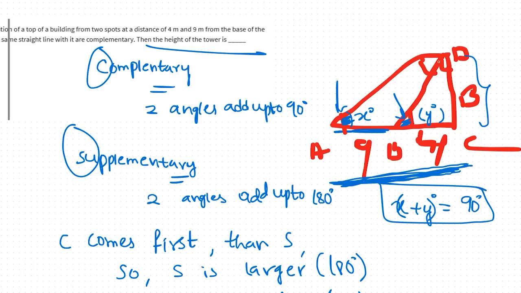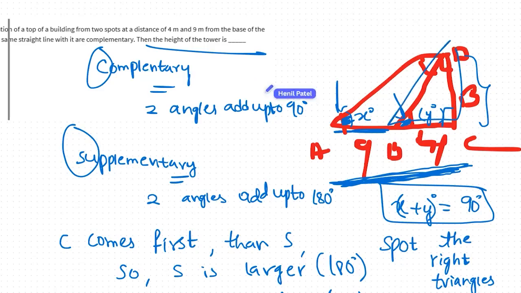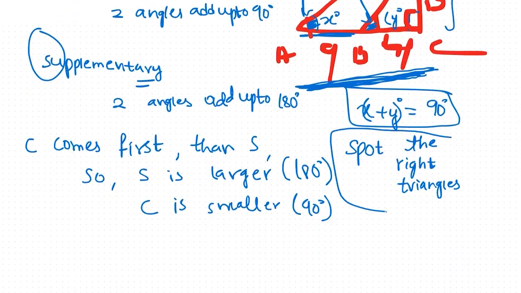You can look at these triangles. Whenever questions like this come, spot the right triangles. How many right triangles do you see? There are two, one and two. So we can spot the right triangles and use the shortcut for convenience.